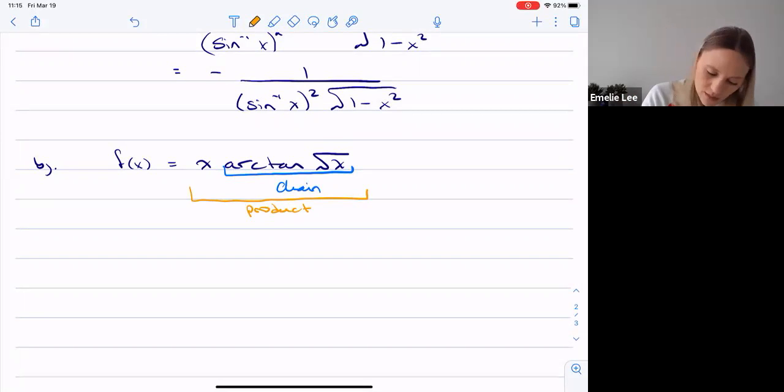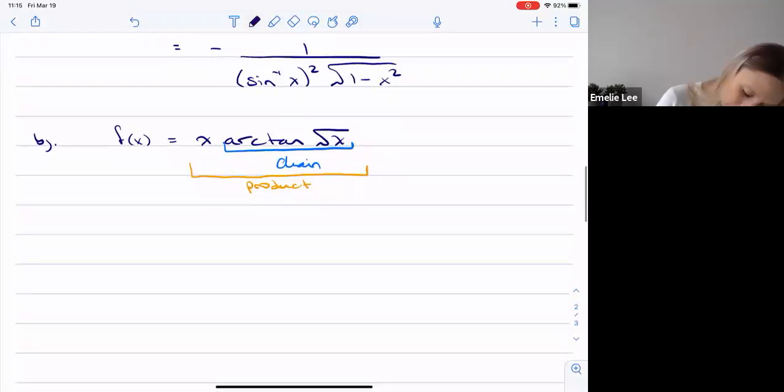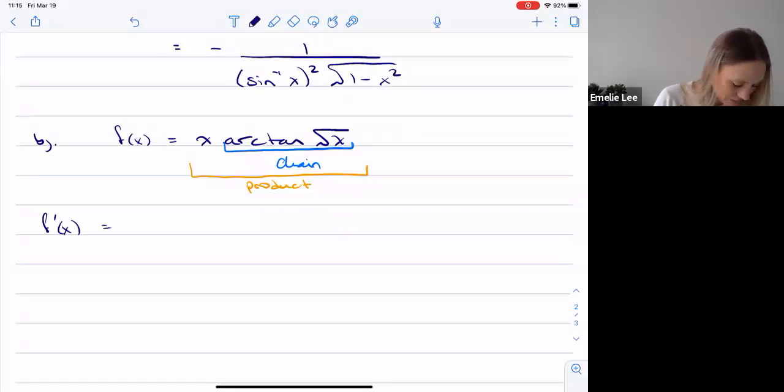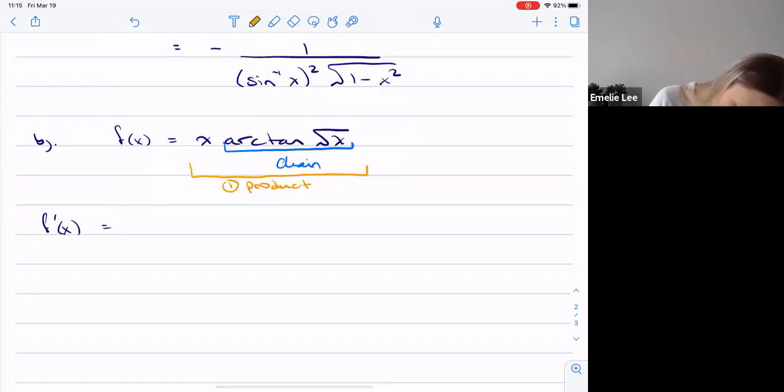All right, let's see here. We like prime notation. f prime of x, let's do it, is the derivative of the first. So I'm going to start with the product rule. Maybe I'll do a number 1 in here. And then move on to the chain rule.